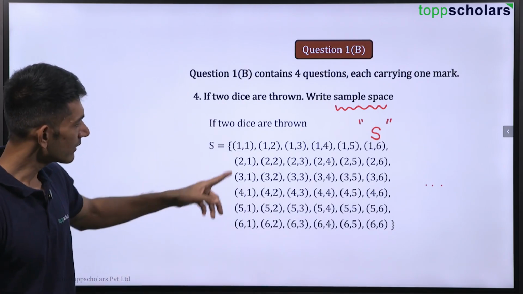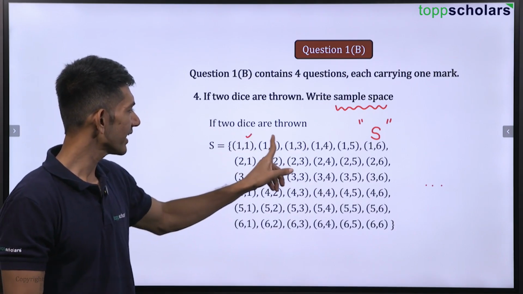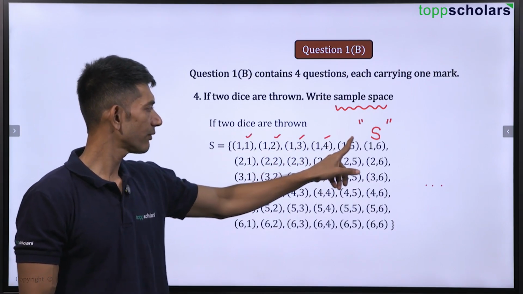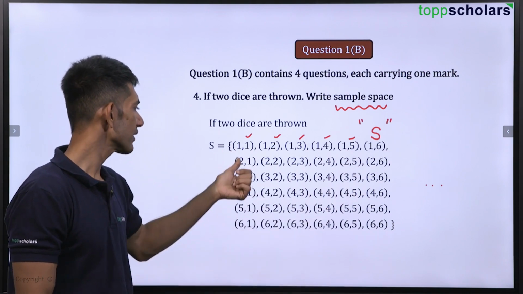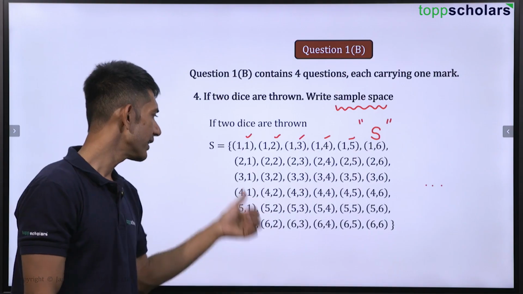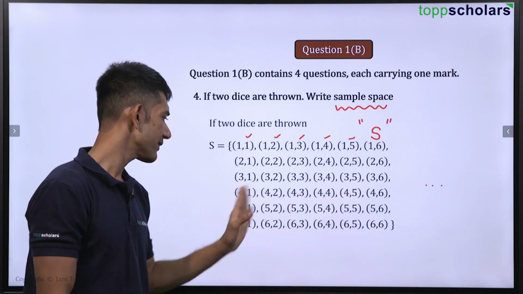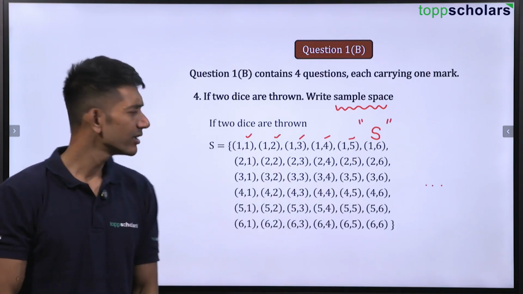So how are we going to start? We're going to start with 1, 1. 1, 1, 1, 2, 1, 3. Just change on the second dice. 2, 3, 4, 5, 6. Then start with 2. Keep 2 fixed on the first die. Change the numbers on the second die. 3 fixed on the first die. 4 fixed on the first die. 5 and 6, and then you can write it.